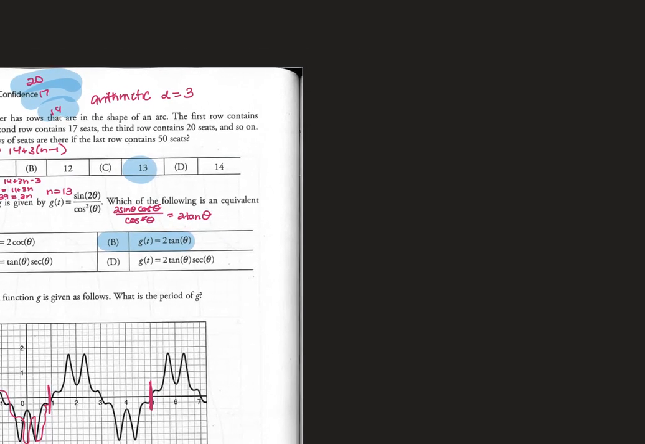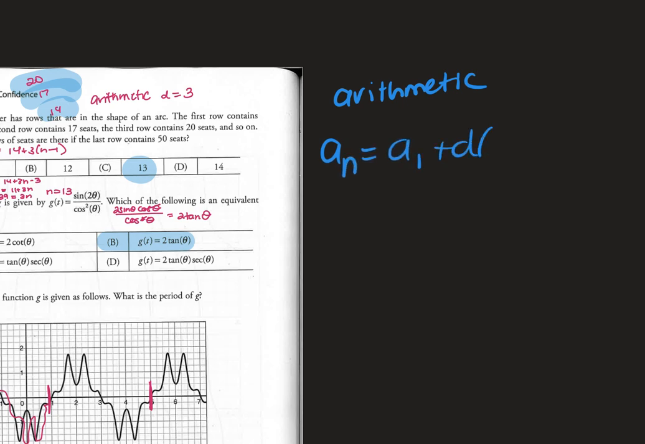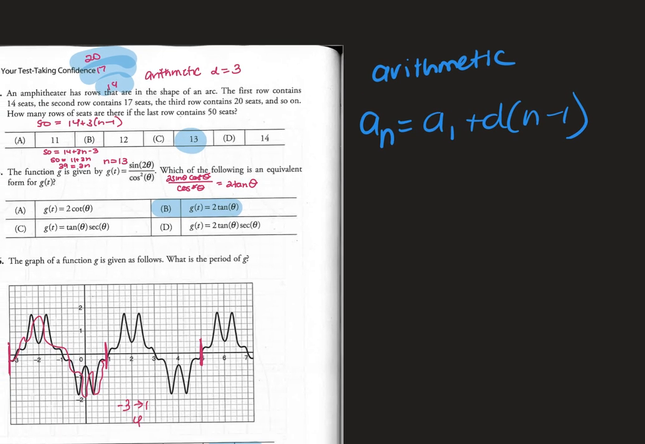So arithmetic is if you're adding or subtracting the same thing each time. An equals A1 plus d times n minus 1. So in this case, you knew that it started at 14. We went up by 3, so it would have been 14 plus 3 times n minus 1. And then it wanted to know how many rows of seats there are if the last row contains 50 seats. So we would have set it equal to 50, and then solve from there, and you would have gotten that it's the 13th row. You could have also plugged those values in.